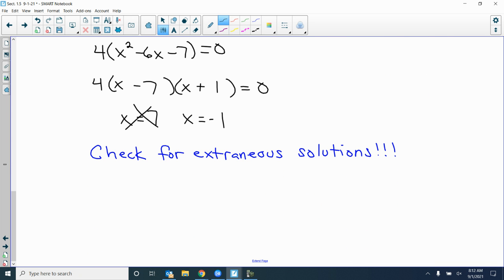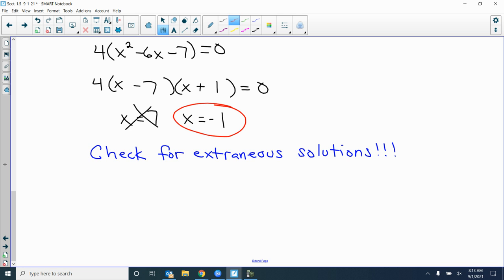So you got to throw that out and you got to make sure you're clear in your answer to me. You got to tell me x equals negative 1. You cannot leave 7 as one of your solutions. It is not a solution. All right. Whew. There's a lot in that one problem. Okay, a lot in that one problem.